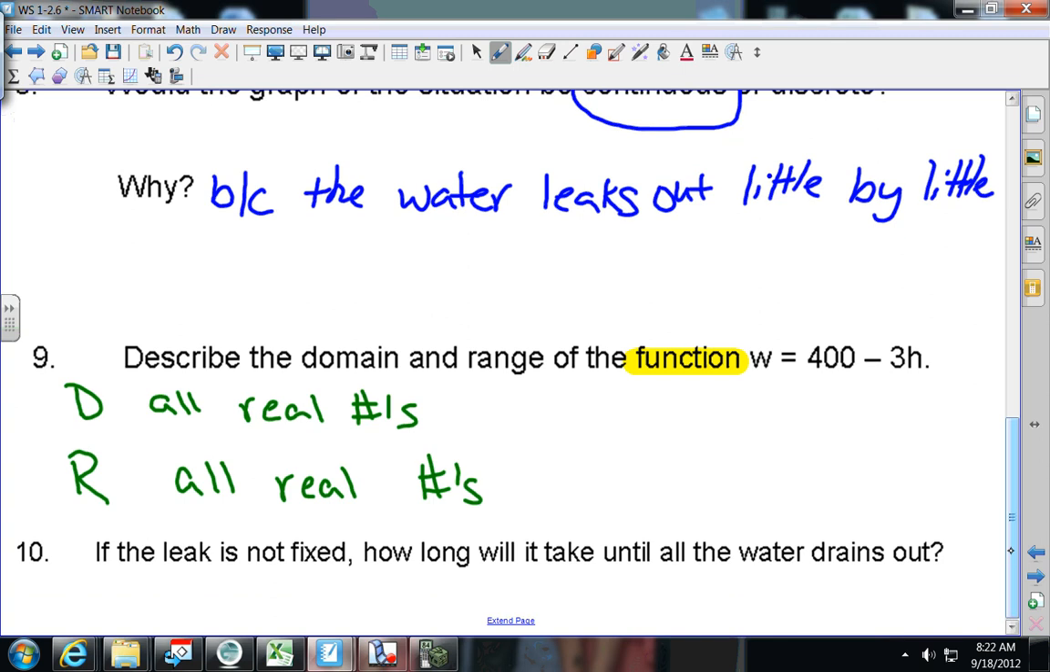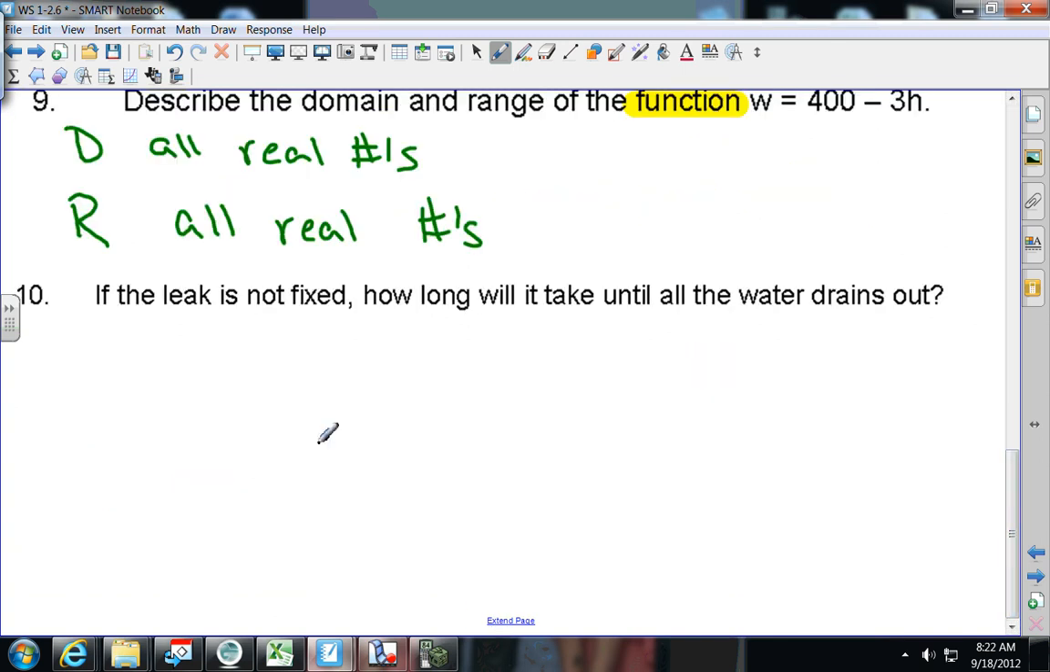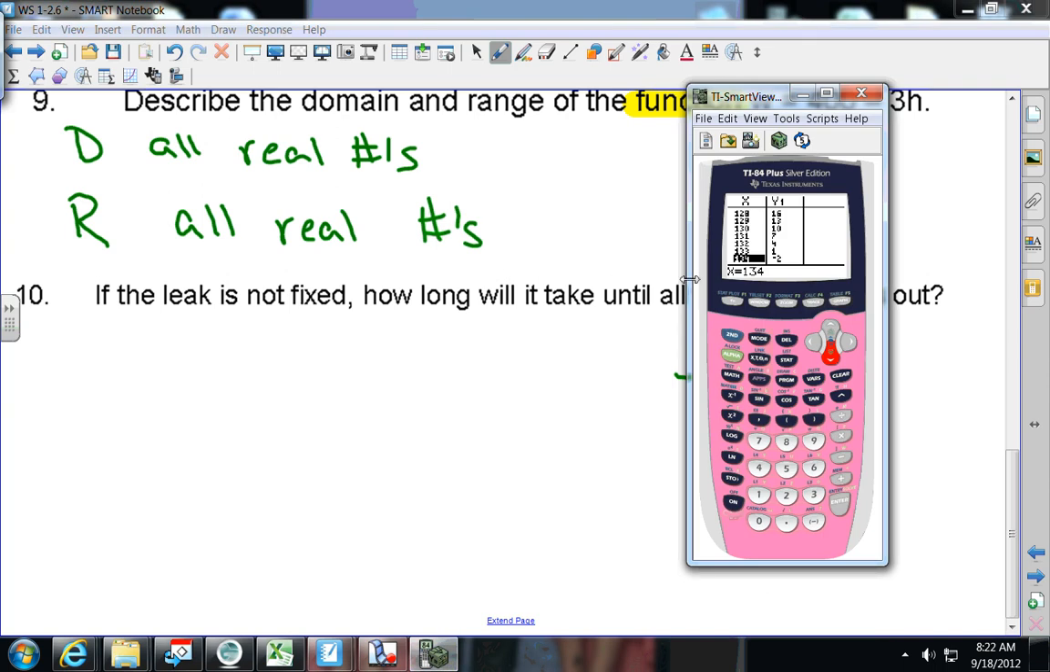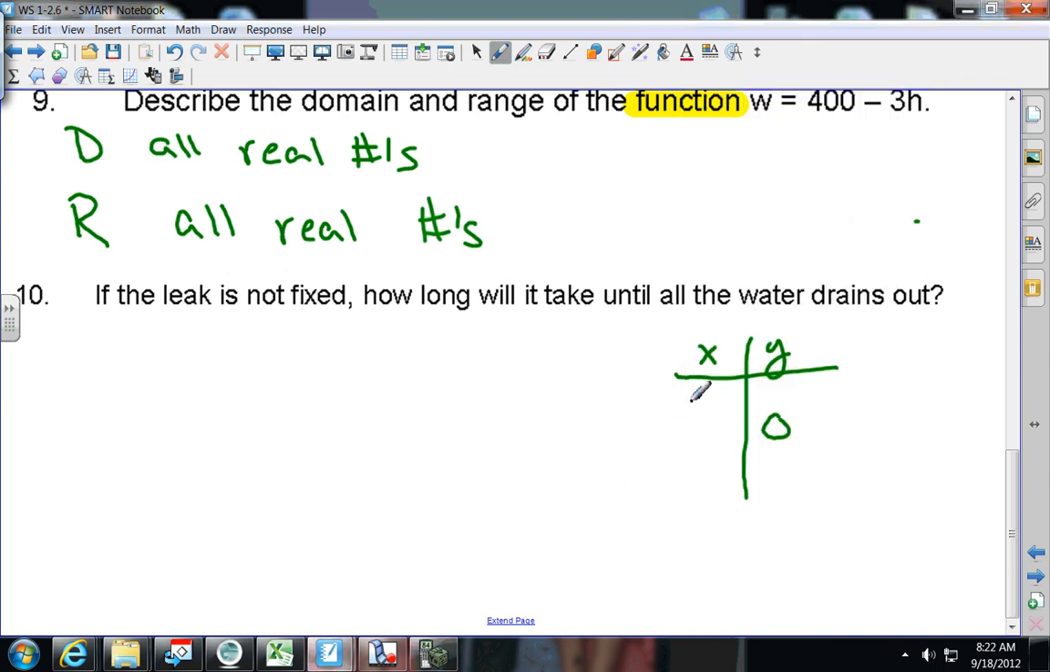Now, we already did kind of go through and do this. It says when all the water leaks out. So we're looking to see where y is 0. And we found that in the calculator at 133 and 134. At 133, there was 1 gallon left. At 134, there is negative 2 gallons.